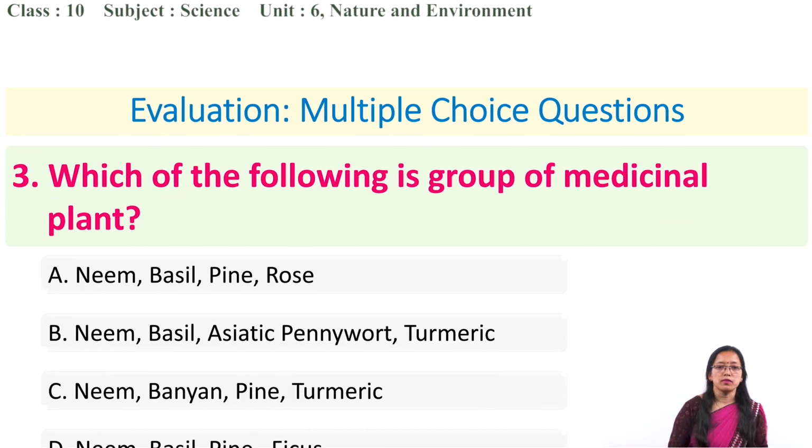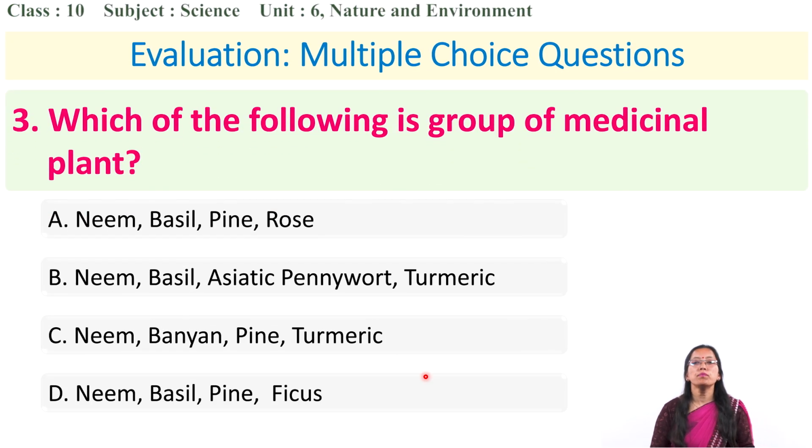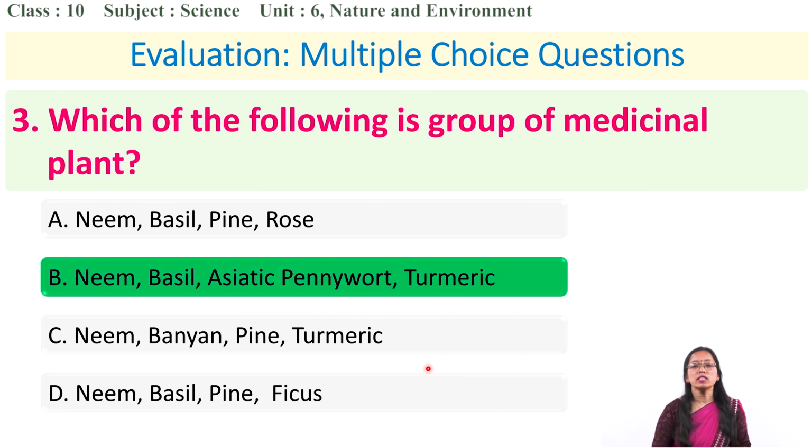Okay, last question. Which of the following is a group of medicinal plants? Here different groups of plants are given. Neem, basil, pine, rose, one group. Neem, basil, Asiatic pennywort, turmeric. Neem, banyan, pine, turmeric. Neem, basil, pine, ficus. Which one is the correct option? Okay, neem, basil, Asiatic pennywort and turmeric is the correct option of this question. These are the group of medicinal plants.